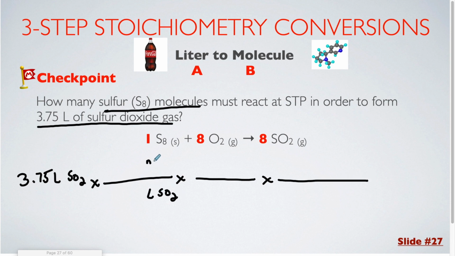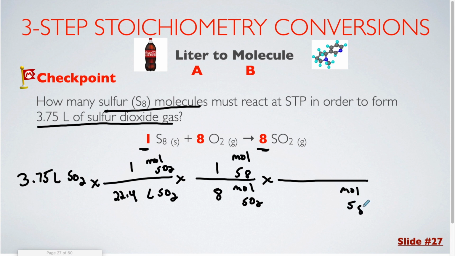Liters of SO2 to moles of SO2. 1 mole is 22.4 liters. Then I'm going to go from moles of SO2 to moles of S8. That's from the balanced equation. So 1 S8 is equal to 8 SO2s. And then moles of S8 to, we are looking for molecules, so molecules of S8. 1 mole is equal to Avogadro's number.